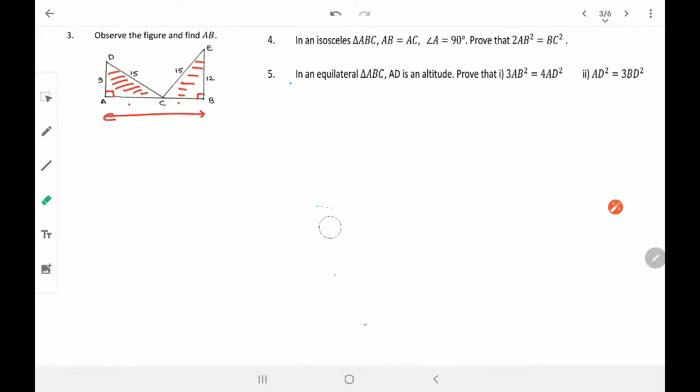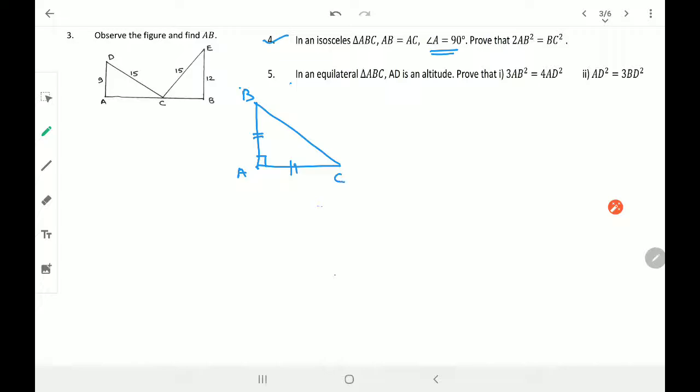चलो फोर्थ देखते हैं। फोर्थ में क्या है? The question number 4 we are going to solve. In an isosceles triangle ABC, so I'll draw the diagram. Here is an isosceles triangle ABC, where angle A is 90, AB is equal to AC. So here is B, here is C. Very simple. Prove that 2 times AB square is equal to BC square.